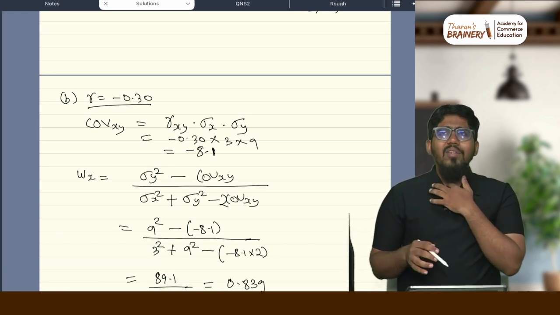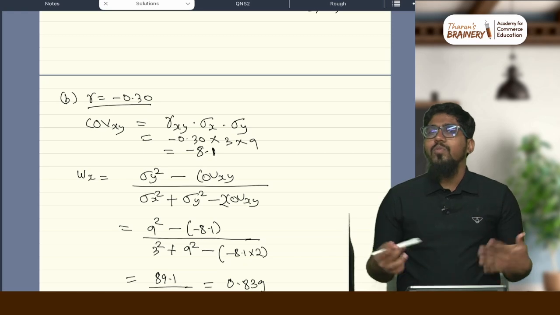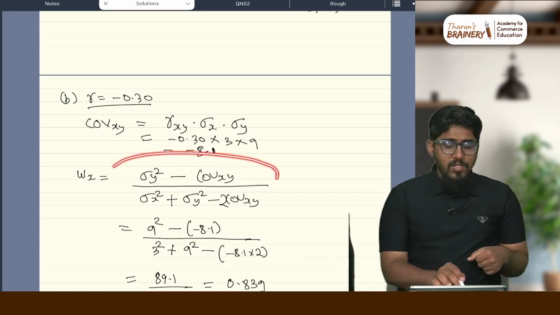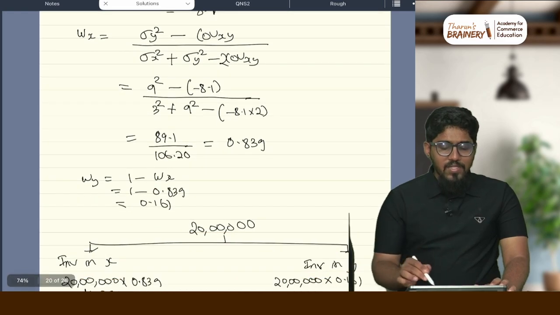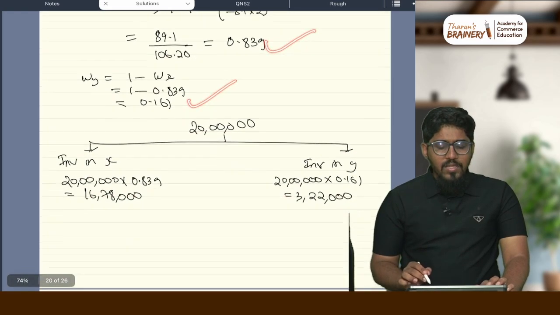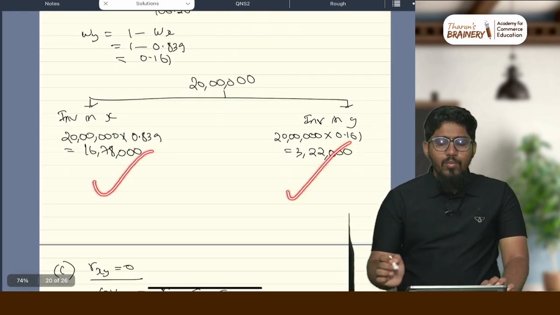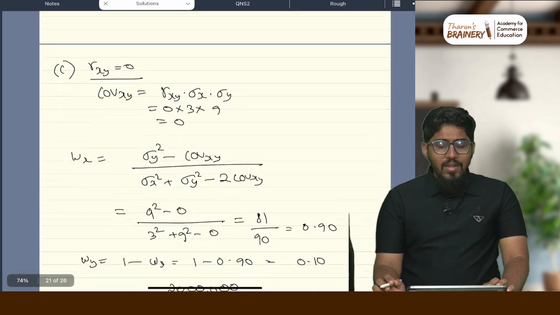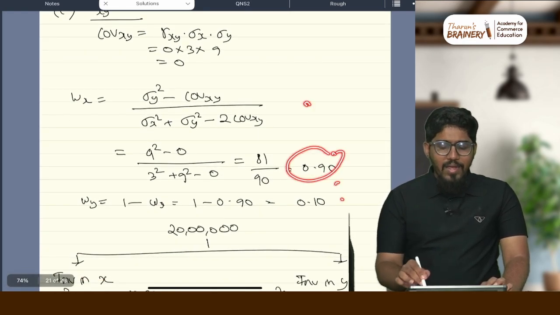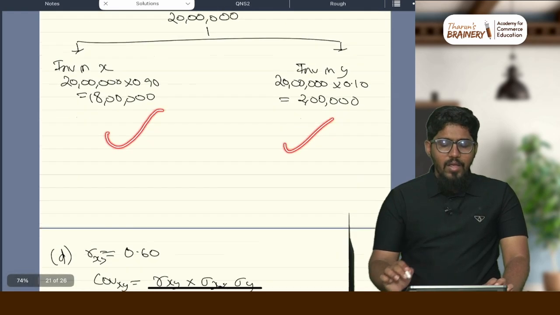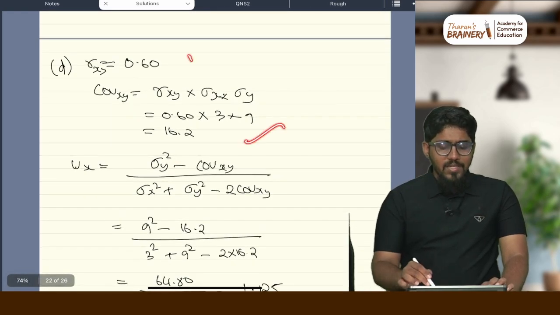Or if you know the logic, it becomes much more interesting. Sir, this is the formula. So if r is -0.3, this is the weight of X, this is the weight of Y. Using the weight, just bifurcate how much I have to invest in X and how much in Y. Sir, if correlation of XY is equal to 0, then 0.9 and 0.10, and this is how you have to invest. Sir, if it is 0.6, then this is how it is.